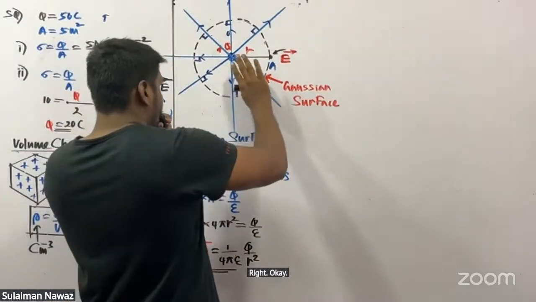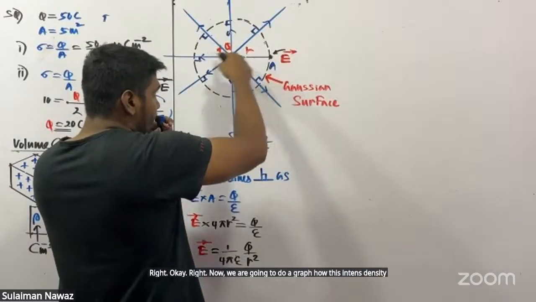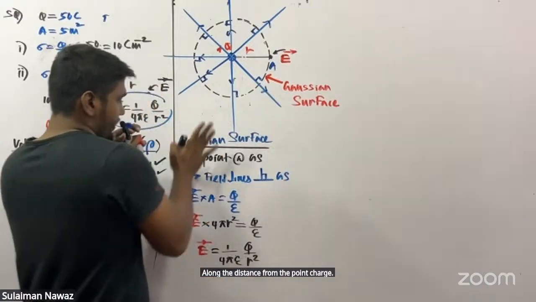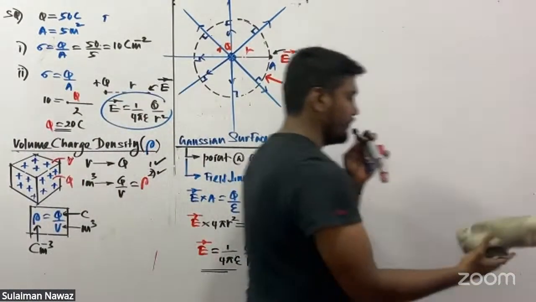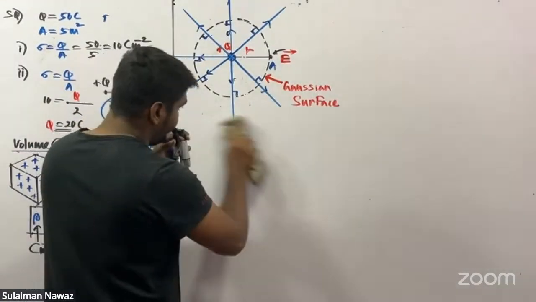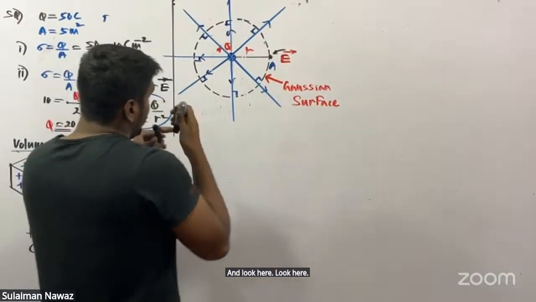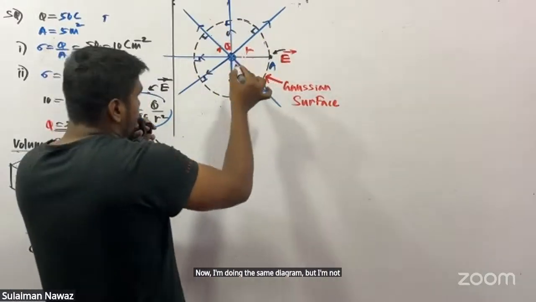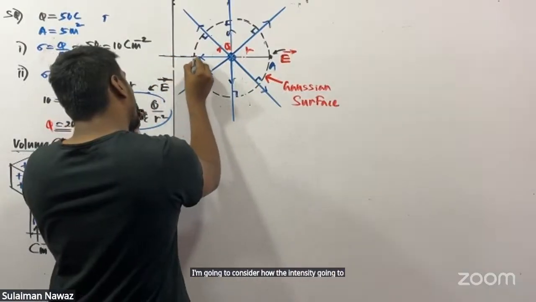Right. Now we are going to draw a graph of how this electric field intensity is going to vary along the distance from the point charge. I erase this. And look here. Now I'm drawing the same diagram, but I'm not drawing the full sphere. I'm going to consider how the intensity is going to vary along this horizontal line.